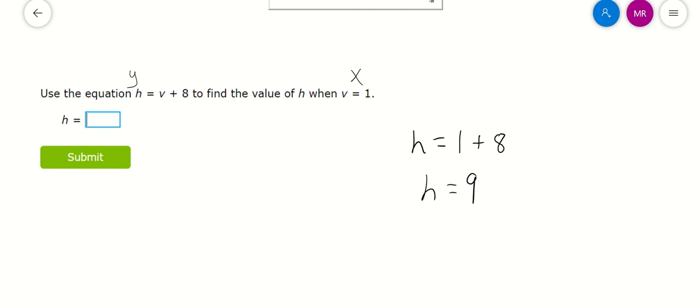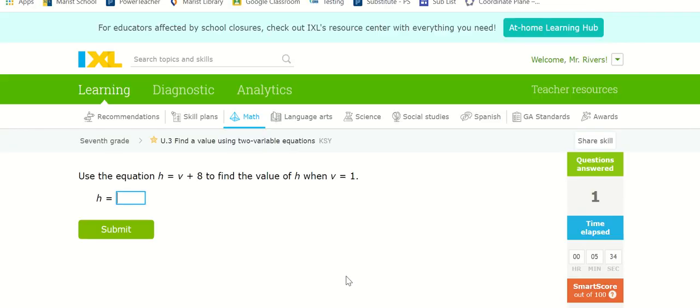So I want you to think about this as an ordered pair, like we subbed in 1, that was the input, and the output was 9. So 1, 9. By the way, H is equal to 9 here. We could then plot the ordered pair 1, 9. And then we can play connect the dots to find the graph of the line.